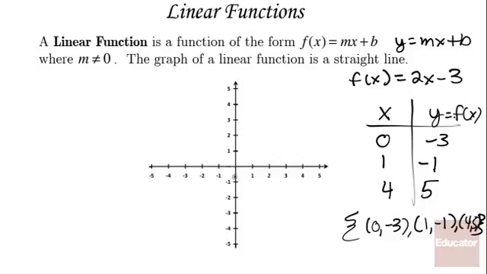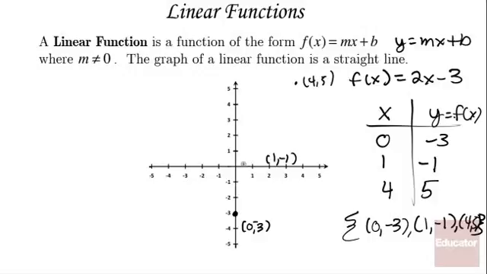x is 0, y is negative 3 is my first point. X is 1, y is 1. So 0, negative 3, and then I have 1, negative 1, and then finally 4, 5. And I could connect this out to form my line.